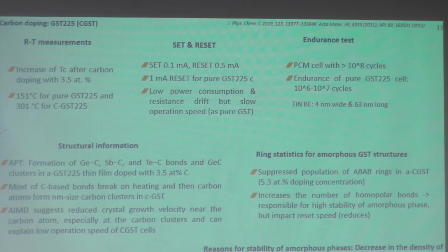Also, carbon impacts the population of ABAB rings in amorphous CGST, and it increases the number of homopolar bonds, which are responsible for this high thermal stability, in addition to these carbon bonds. So here we can see that although we can suppress the formation of such ABAB rings, the operation speed of such a cell is not good, even less than for pure GST.